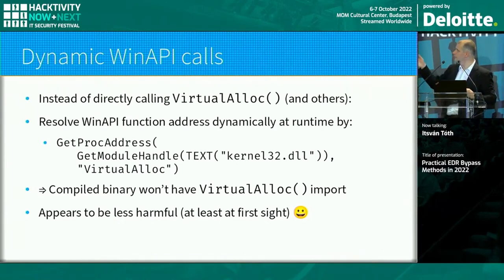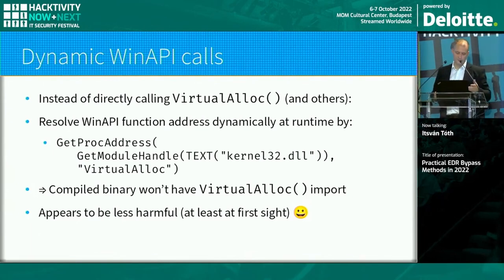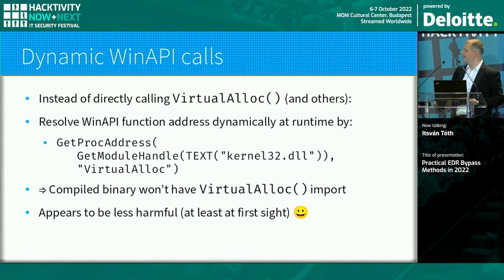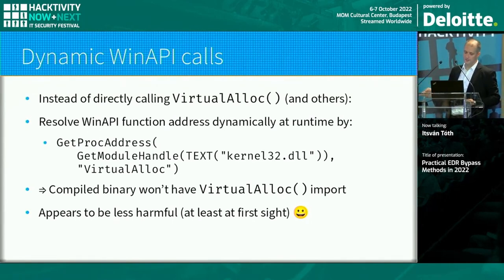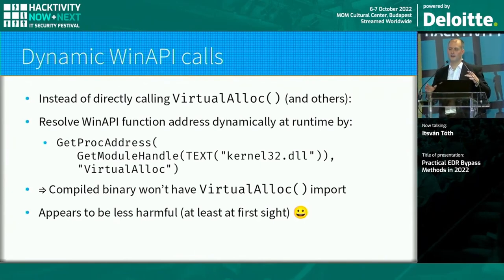And if you don't want to import these functions but still call them, there is an easy method. Let's resolve the function addresses dynamically at runtime. With these two API calls, GetModuleHandle and GetProcAddress, you can resolve the API call address dynamically at runtime. And if you do this, the compiled binary won't have the VirtualAlloc import. You can do this with every other API function you want to call. And this appears to be less harmful, at least at first sight. And if these calls are not included in the payload, then the EDR will not score it high for treating it as malicious.